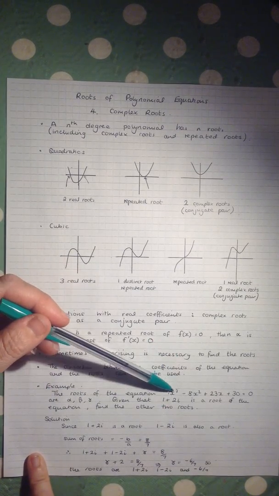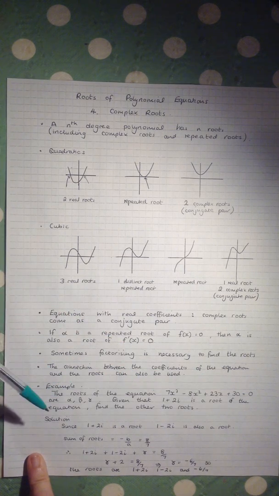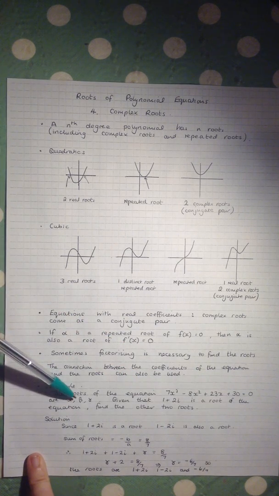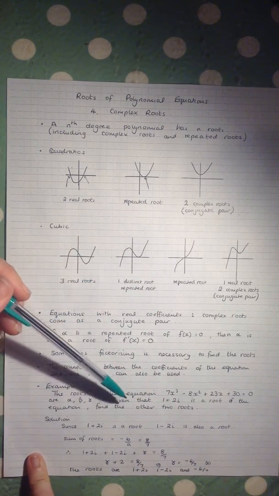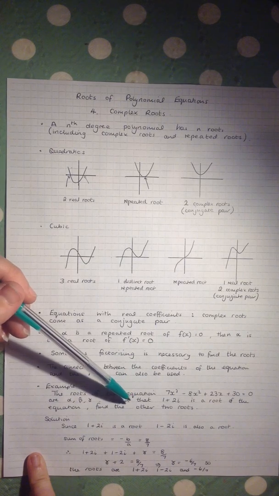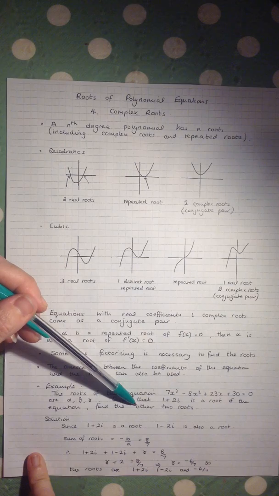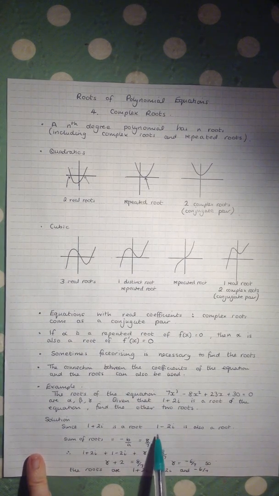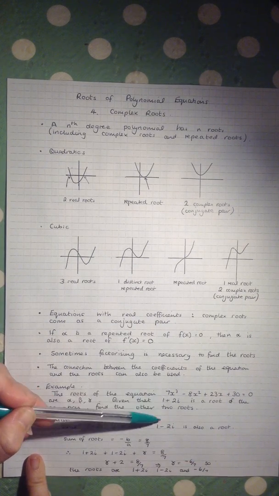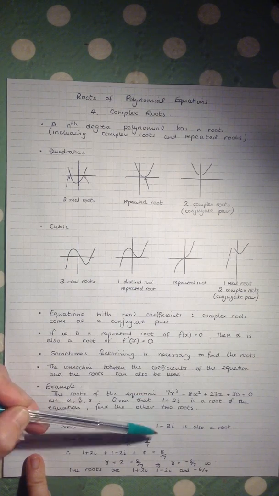So if we had 7x cubed minus 8x squared plus 23x plus 30 equals 0, and that we've got the roots alpha, beta and gamma. A cubic equation, so we've got 3 roots. And the question asks us that if we're given that 1 plus 2i is a root, we need to find the other 2. Well, knowing 1 plus 2i is a root, we also know 1 minus 2i is a root, because they're the complex conjugates, and complex roots come in a conjugate pair.